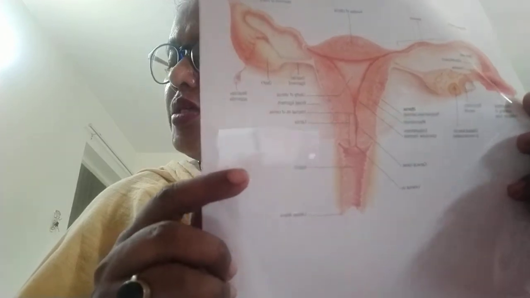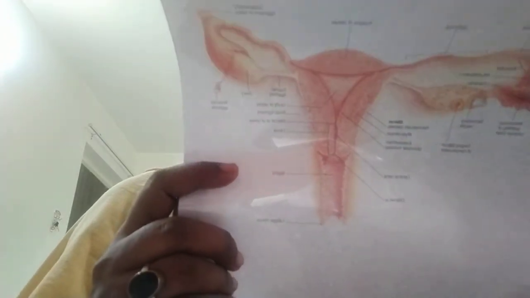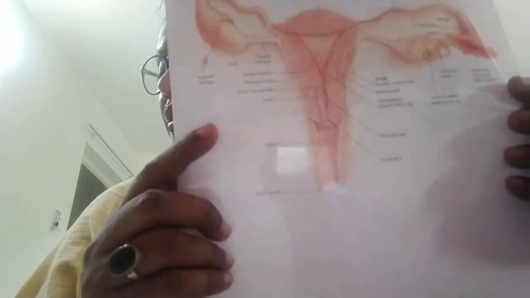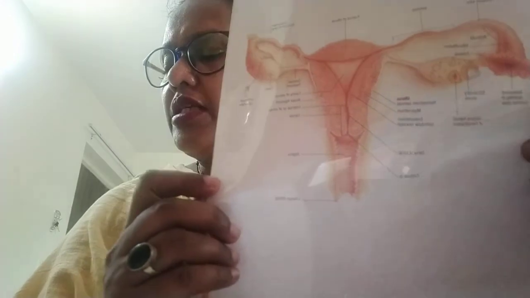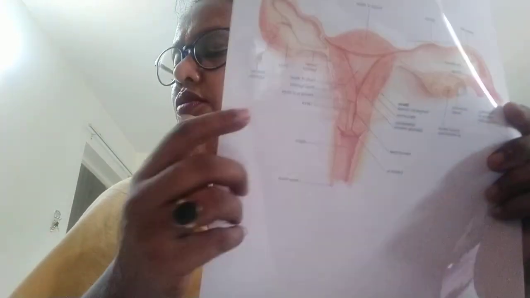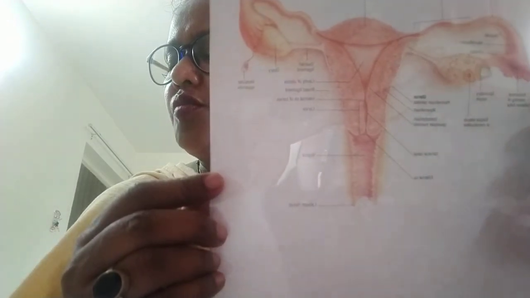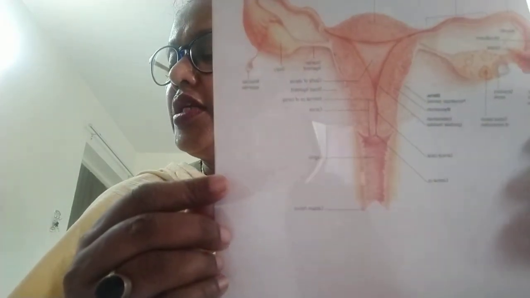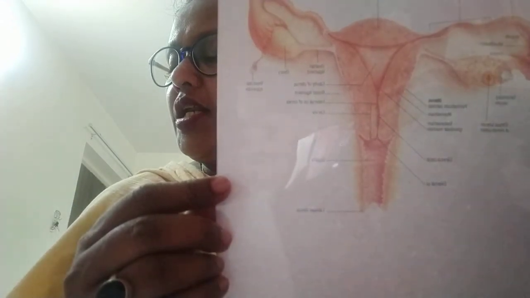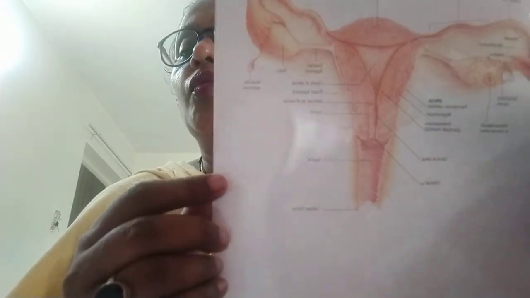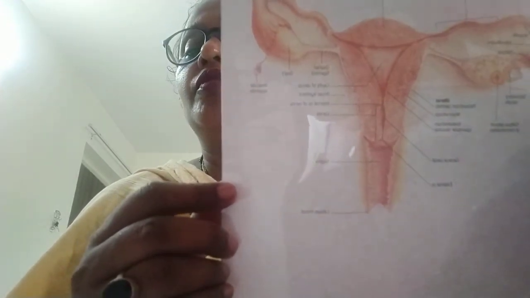The isthmus is a constricted part. The isthmus is here, between the fundus side and the cervix. It is a constricted part measuring about 0.5 cm, situated between the body and the cervix. It is limited above by the anatomical internal os and below by the histological internal os. It forms the lower uterine segment after the first trimester.